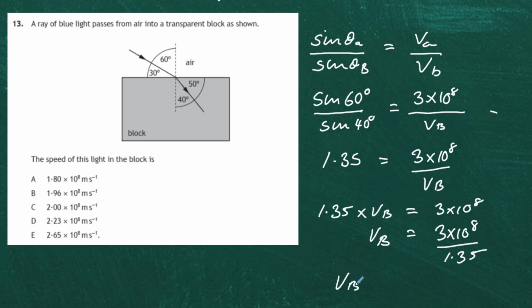Okay, we do that in our calculator and we end up with the speed of light VB comes out to be about 2.22222, which we'll write down. The closest answer we can get is 2.23. So 2.23 times 10 to the power 8 meters per second will be the speed of light in that block. And that's going to give us the answer to this question, answer D, 2.23 times 10 to the power 8 meters per second.